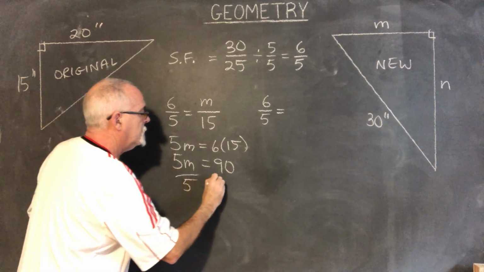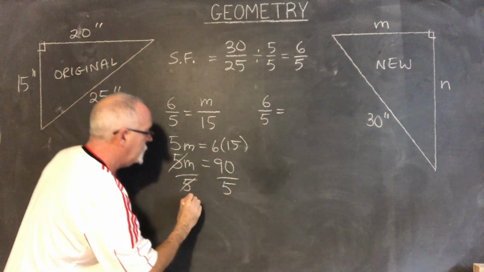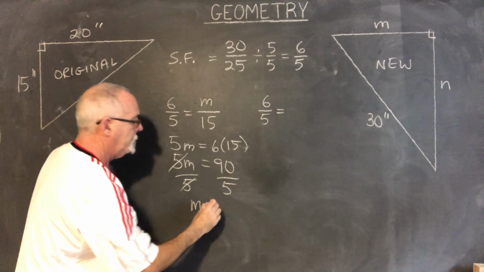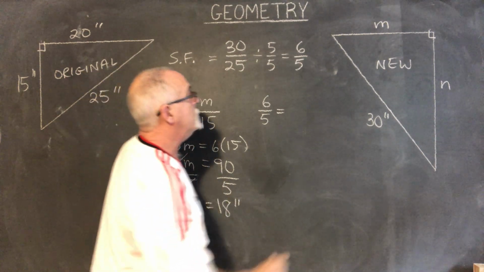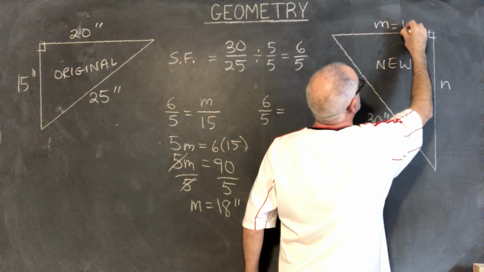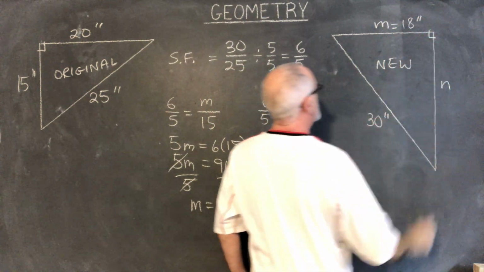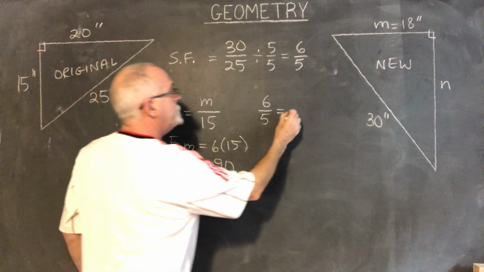When I divide both sides by 5, we isolate my M, and 90 divided by 5 happens to be 18, and it's 18 inches. So M equals 18 inches. And now let's find side N.